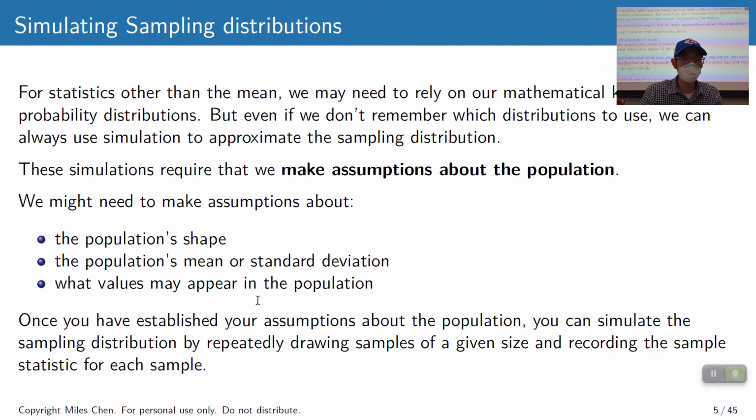So what do we do in these situations? Well, we might have to go through our mental archives, or we might have to search things online and try to figure out what theoretical probability distribution we can use to solve our problem, okay? But an alternative is we can run a simulation to get our sampling distribution. We just have to make some assumptions about the population.